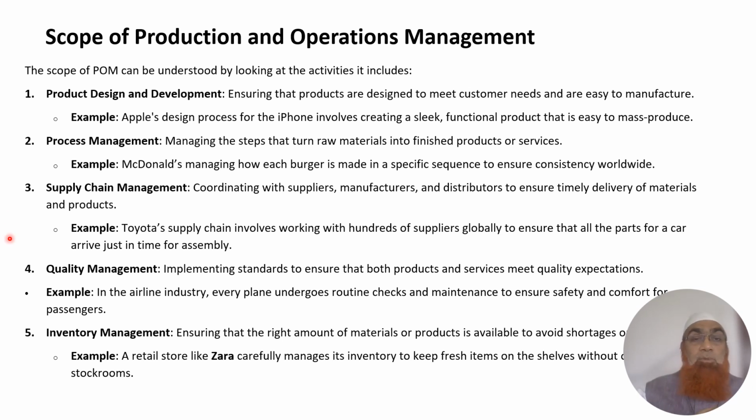So supply chain management. Next important point is quality management. Implementing the standards to ensure that both products and services meet quality. So based on the customer's quality expectations, we should meet the expectation irrespective of the situation. In the airline industry, every plane undergoes routine check and maintenance to ensure safety and comfort for the passengers. Likewise, last is inventory management, ensuring that the right amount of material or products is available to avoid shortage or overstocking. Right? So these are some of the examples.